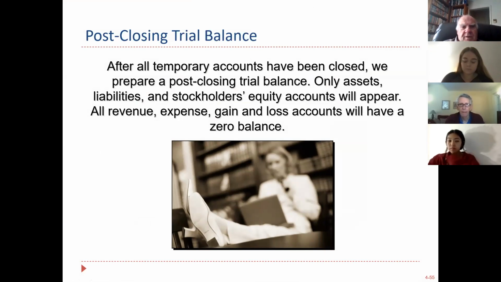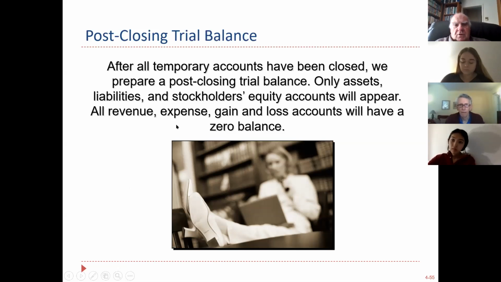Well, we closed everything, huh? We closed. The only thing left is to run our post-closing trial balance. After all temporary accounts have been closed, we prepare a post-closing trial balance. Only assets, liabilities, and stockholders' equity will appear. The post-closing trial balance, by definition, does not include revenues and expenses because we zeroed them out.